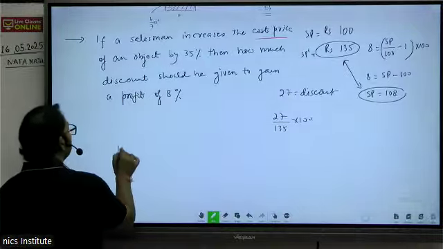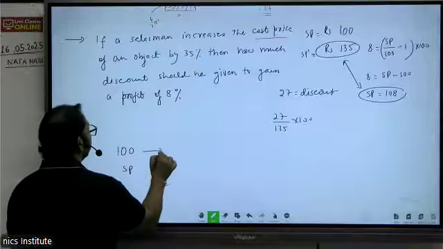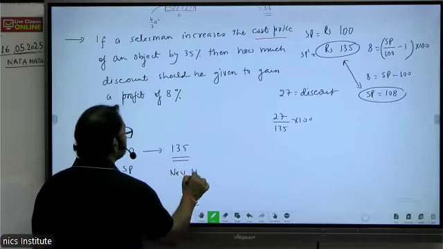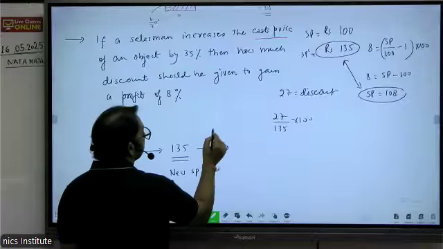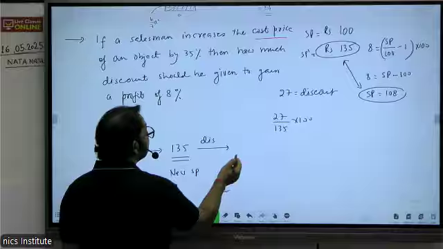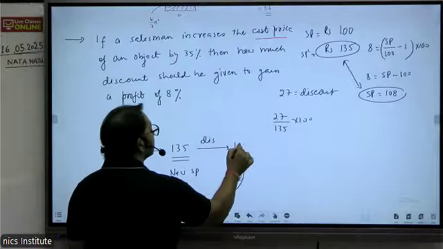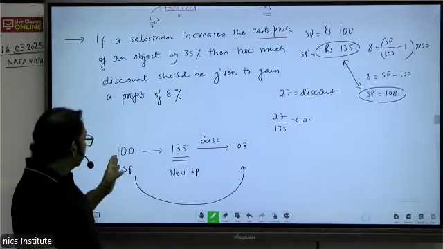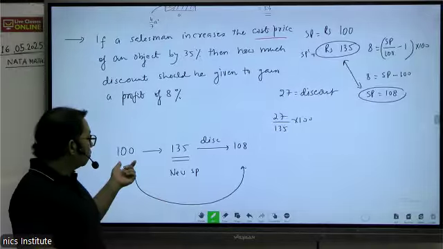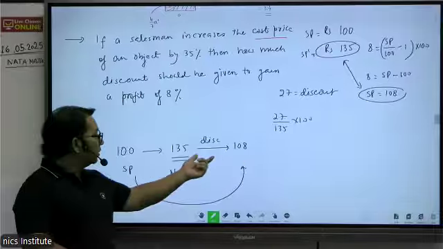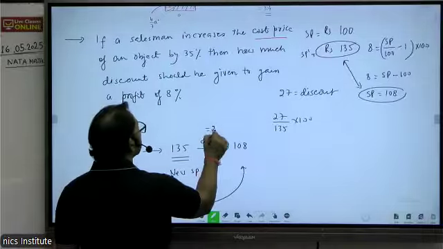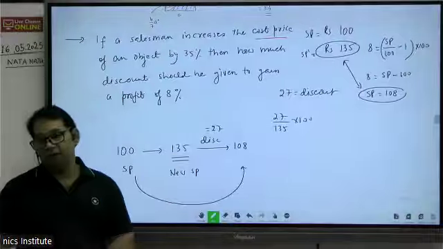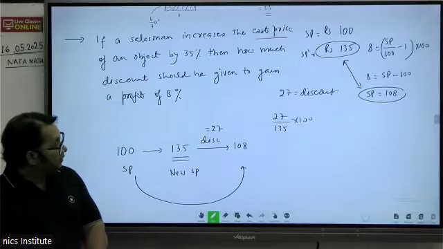Again, understand. Initially, cost price, sell price SP is 100. He has inflated by 35%. This is a new SP for the customer. Now he gives some kind of discount so that he gains 8 rupees on this, 8%. He gives some discount so that he gains 8 rupees, 8% on 100 rupees. So he should sell it at 108. So the discounted amount is how much? Discounted amount is 27 rupees. So 27 rupees on 135. So how much is that coming?